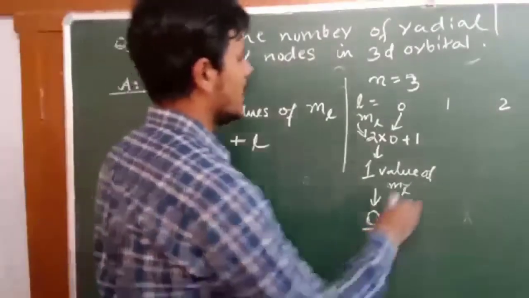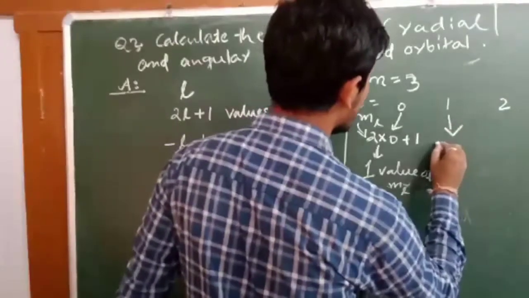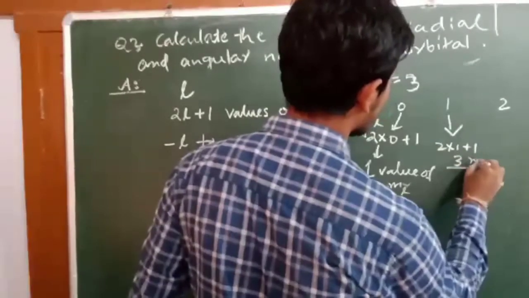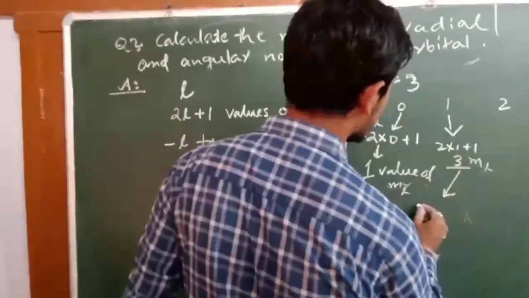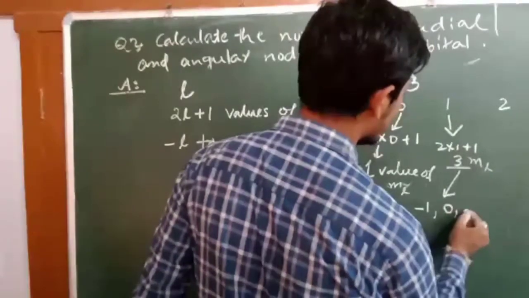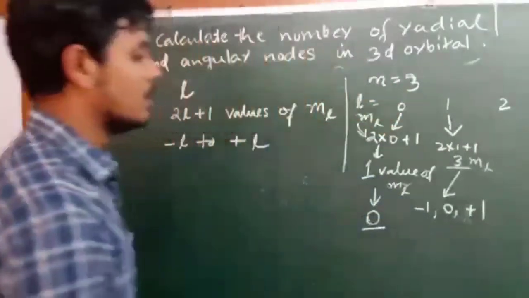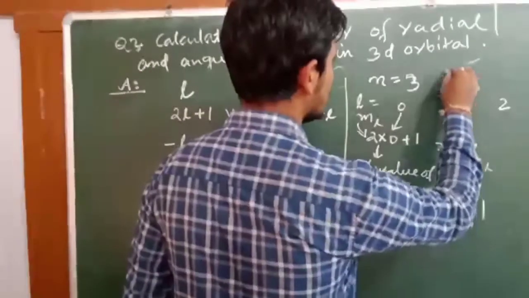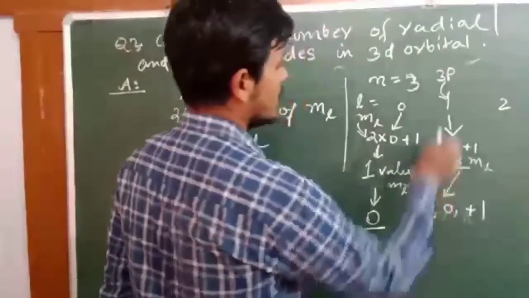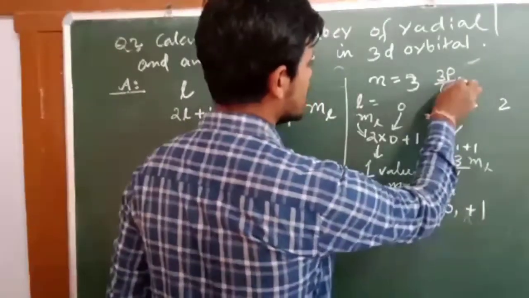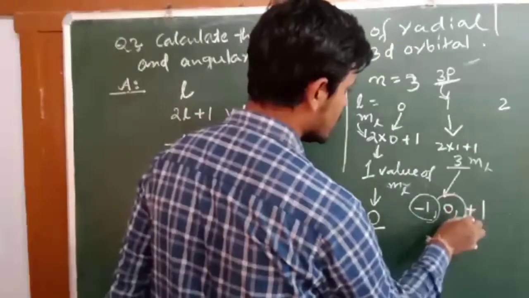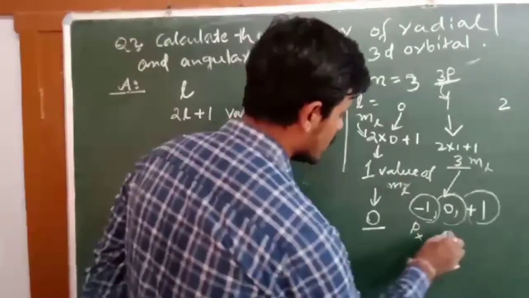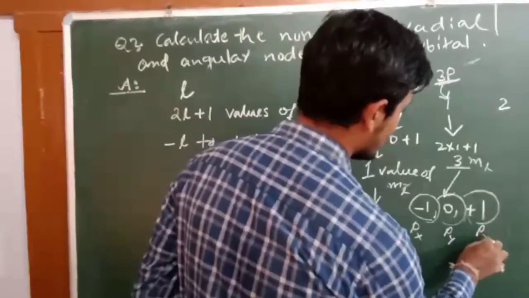Similarly, when L equals 1, there will be 2 into 1 plus 1 equals 3 values of ML, which will range from minus L to plus L. So minus 1, 0, plus 1. So 3 values of ML from minus 1 to plus 1. That means when L equals 1, we have the P subshell, that is the 3P subshell. For the 3P subshell, I have 3 orbitals with 3 values of magnetic quantum number. So this is called the Px orbital, this is called the Py orbital, this is called the Pz orbital.